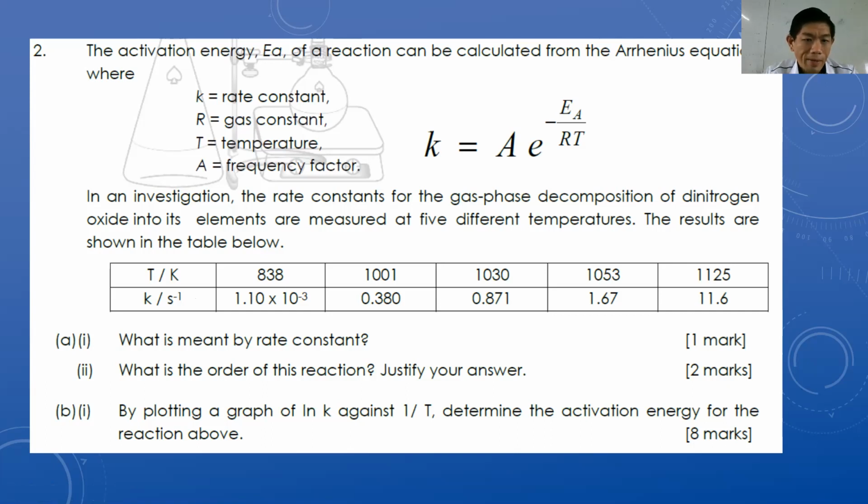So A1, what is meant by rate constant, 1 mark. And then what is the order of reaction? Justify your answer, 2 marks. And then B, by plotting a graph of ln k against 1 over T, determine the activation energy for the reaction above, 8 marks. So I'm going to solve this question. Let's start from what is meant by rate constant.